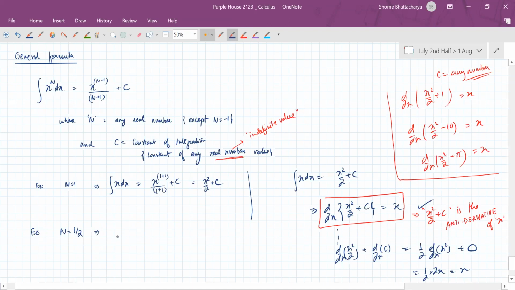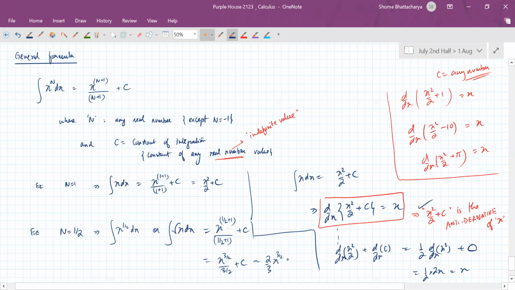So yeah, let's just do one more example before we wind up. If I take n as half, so I'm doing integration of x to the power half, or you can say integration of root x. According to this formula, how much should it be? It should be x to the power n plus 1 upon n plus 1 plus c. So that will become x to the power 3 by 2 divided by 3 by 2 plus c. That is 2 by 3 into x to the power 3 by 2 plus c.